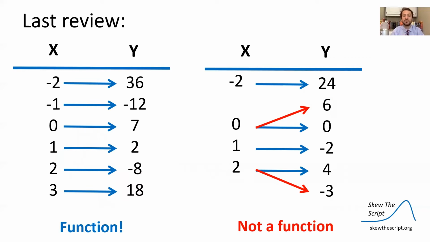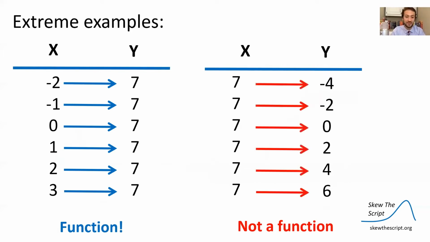So our final review, this table on the left is a function. Each X connects to exactly one Y. Table on the right is not a function. We have multiple X values that connect to multiple Y values. So it is not a function.